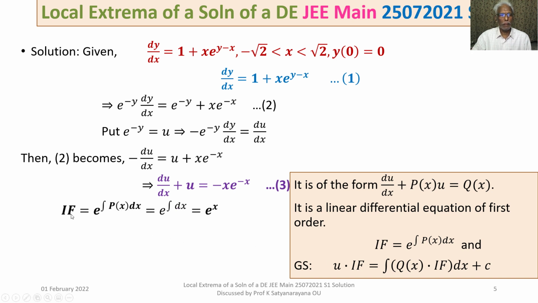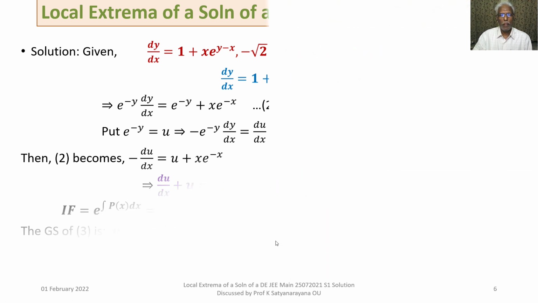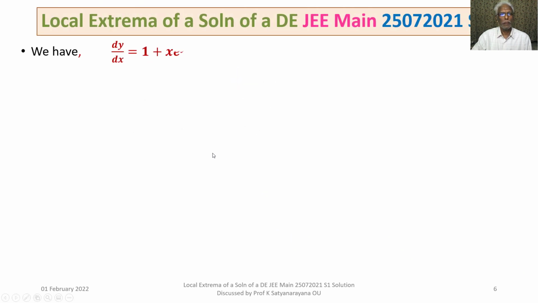In our case, the integrating factor is equal to e^(∫p(x)dx). p(x) is the coefficient of u, that is 1 only, so it is equal to e^(∫dx), that is equal to e^x. Thus, the general solution of this equation 3 is u multiplied by the integrating factor e^x is equal to the integral of the right hand side, -x e^(-x), into the integrating factor e^x, dx plus c. And we continue in the next slide.